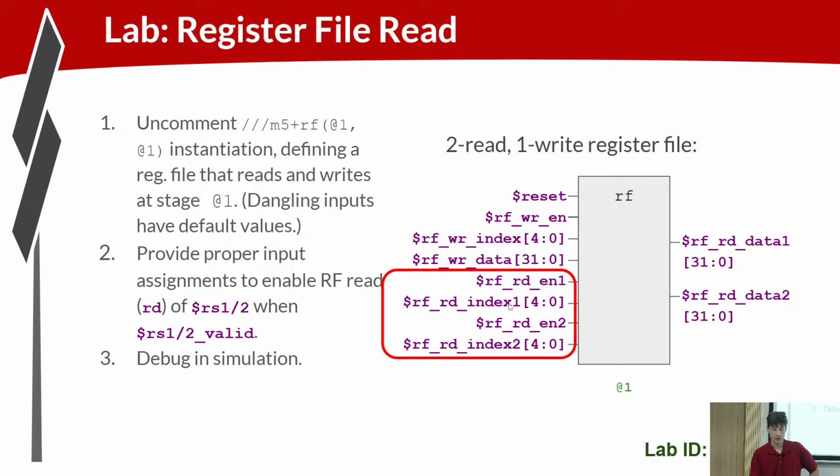The circled inputs here are the ones that relate to read. We need to support 2 operands, so 2 reads. So this would be referred to as a 2 read, 1 write register file. We're producing 1 output value that needs to write every cycle, so 1 write. Each read has an enable and an index. So this lab is hooking up these inputs.